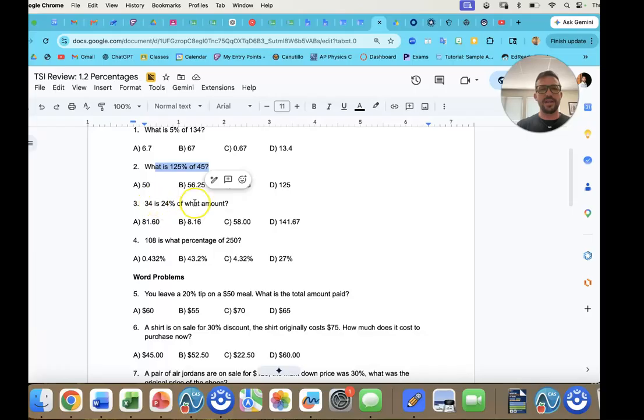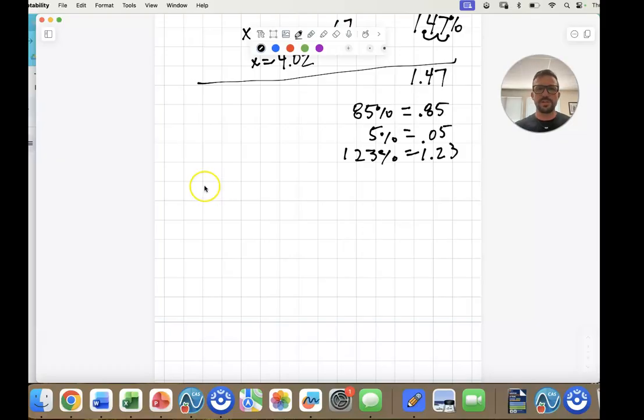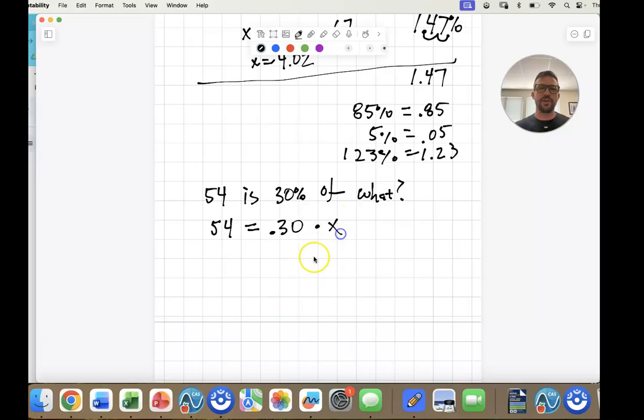Okay, 34 is 24% of what? Let's do something like that. So let's go with 54 is 30% of what? Notice I put the operation or the symbol for everything and converted the percentage to a decimal. Okay, and then how do you solve that though? If you have something like this, you've got to solve for x.